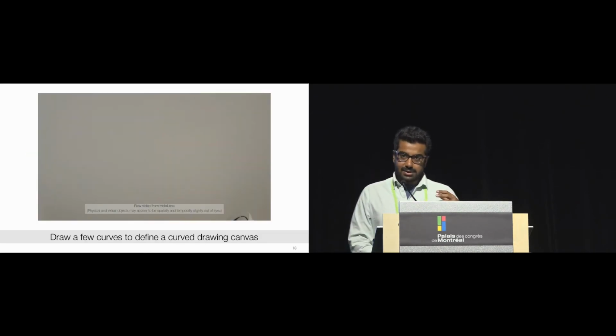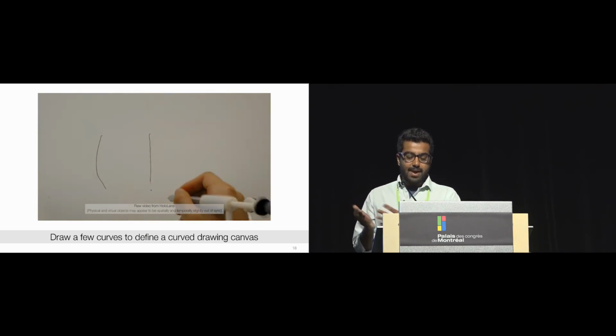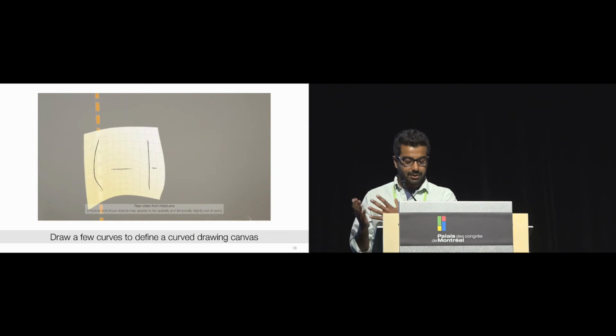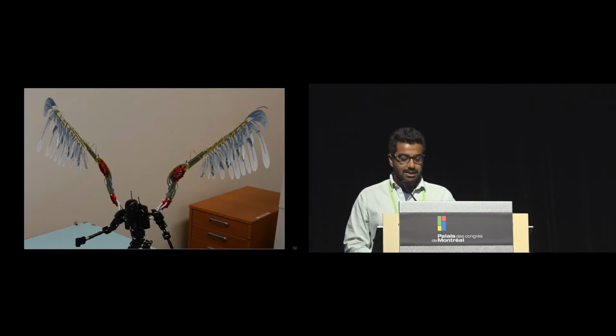And the curved canvas, that's the other type of canvas that you saw earlier, we designed a new, very simple, but I think intuitive interaction to do this. So what the user does is he simply draws a few curves in the air, and then the system automatically fits a surface patch to it. So the user defines the general shape of the surface, and now the surface serves as the non-planar drawing canvas.